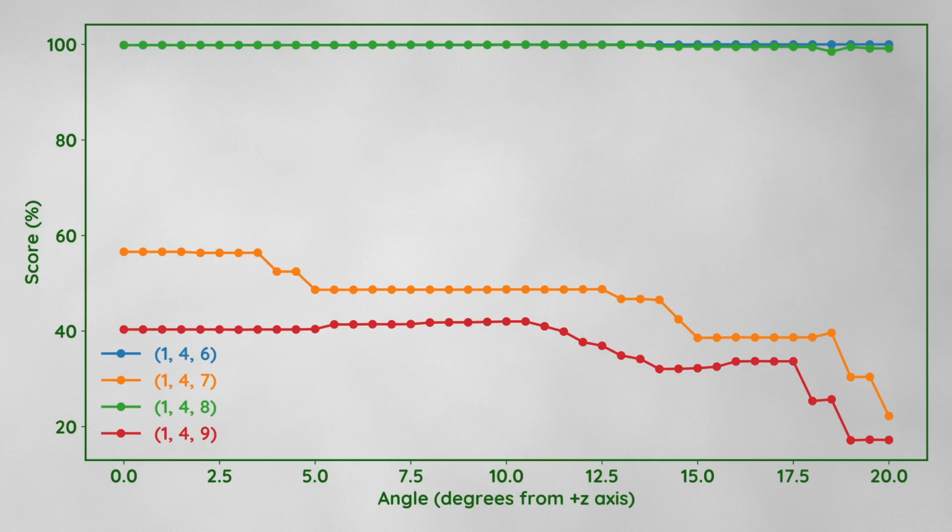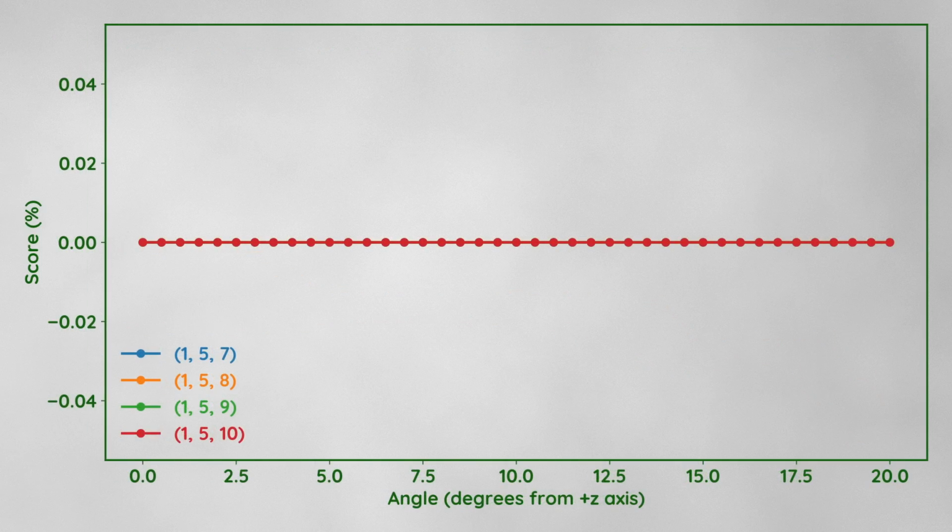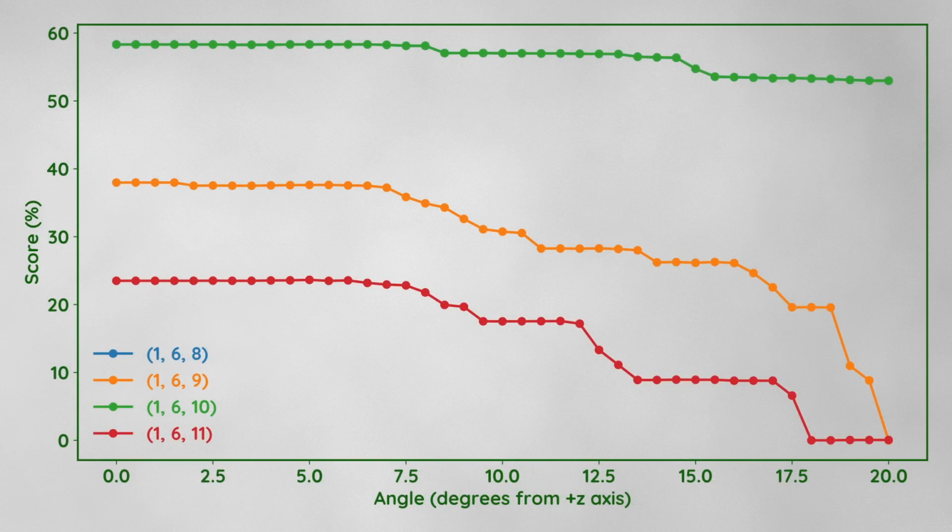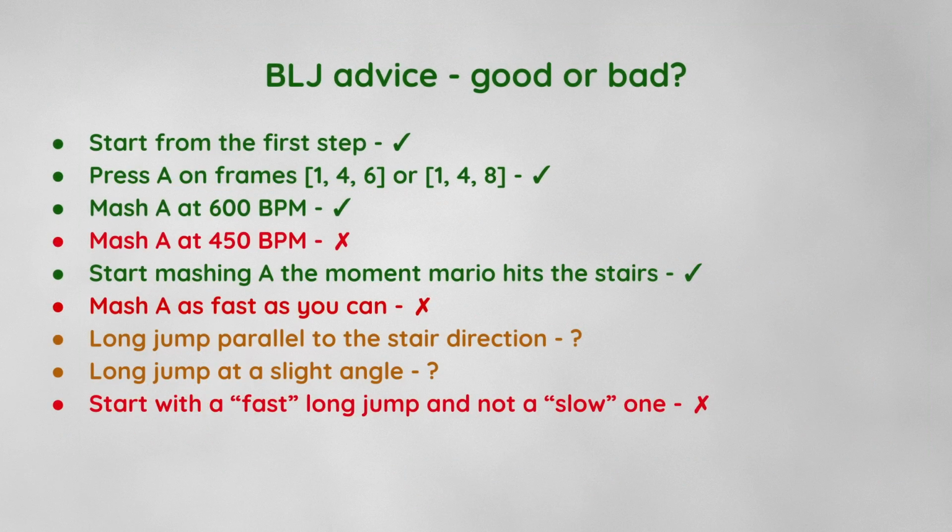Even for a small angle of 5 degrees, it's noticeably worse. And this is quite important, as this is the combination we get if we mash at 600 BPM. The score for 149 increases somewhat for small angles, but it's really nothing to write home about. A clip on the 5th frame remains impossible despite our angle, and the scores for clipping on the 6th frame strictly decrease. So long jumping at an angle doesn't really help, but it doesn't really hurt much either as long as the angle is small.